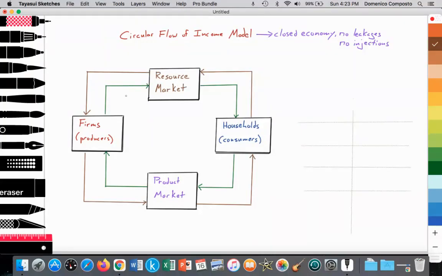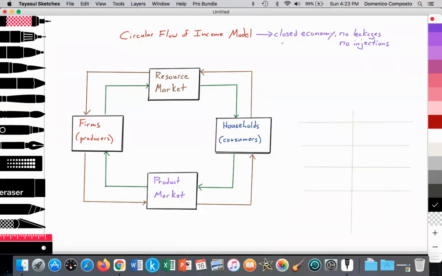It's a very simple model illustrating the interaction between firms and households and how they engage with each other in the resource and in the product market. It's also important to note that there are some assumptions within the model.